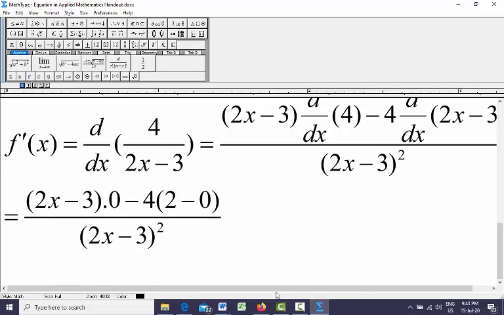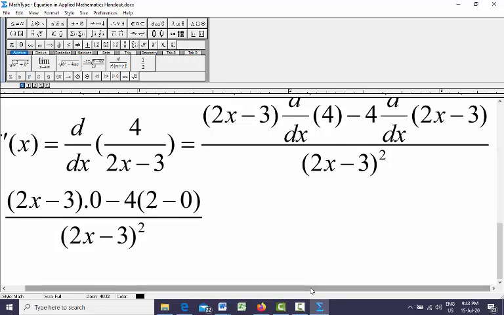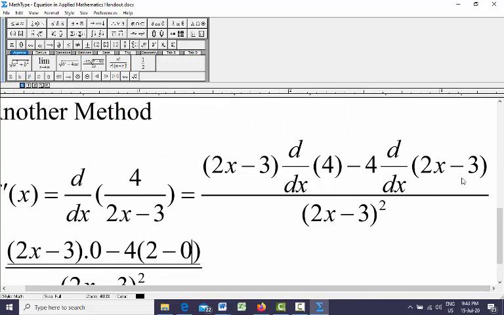That means if you do differentiation of 2x, you get only 2. If you do differentiation of this one, you get only 0, because there is no x.